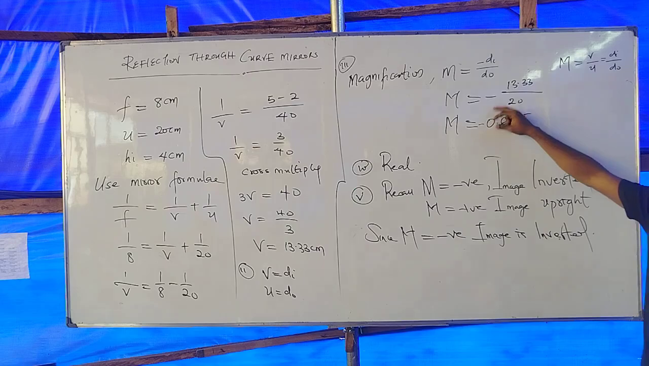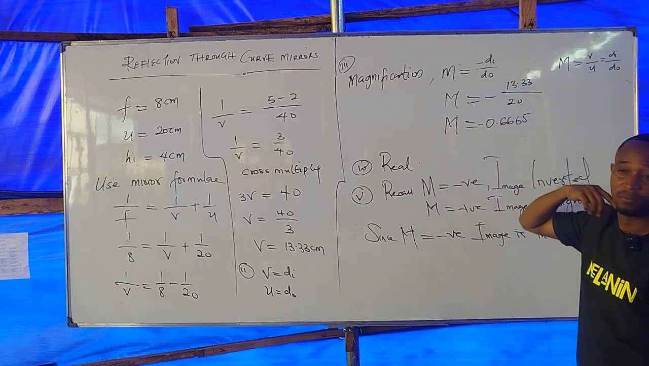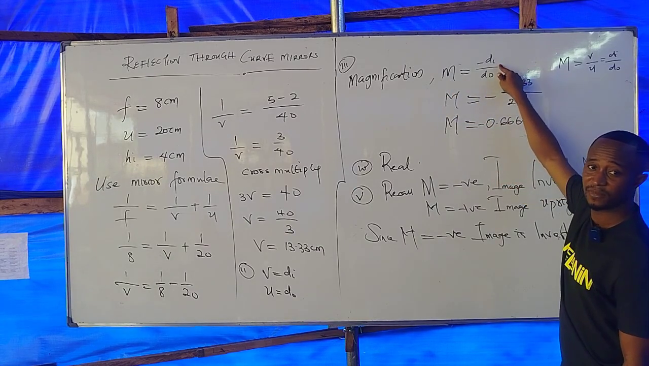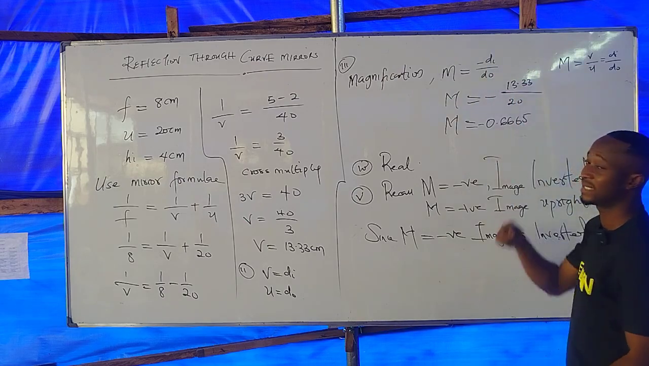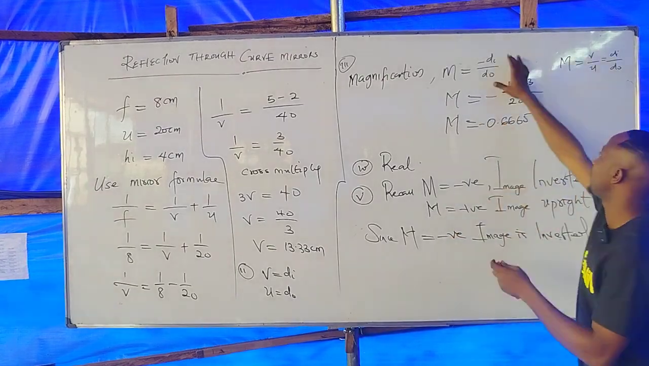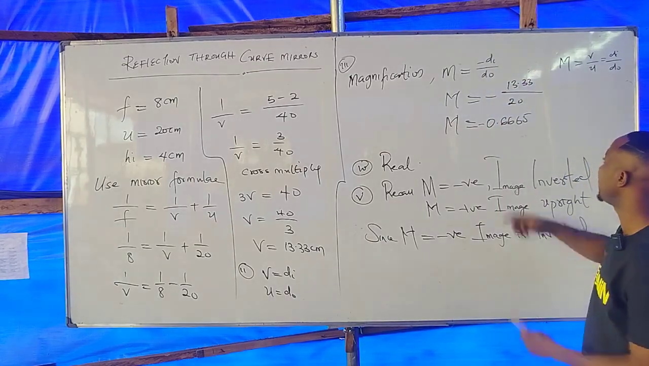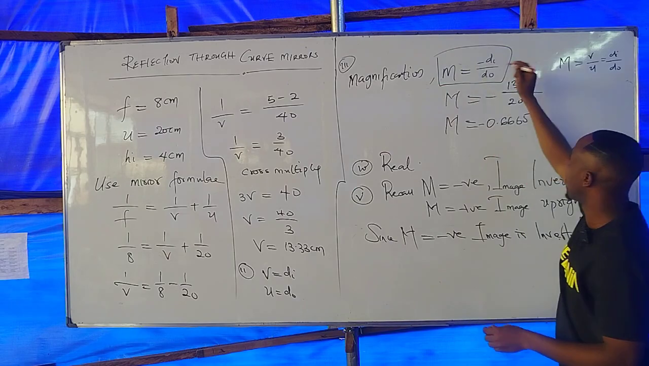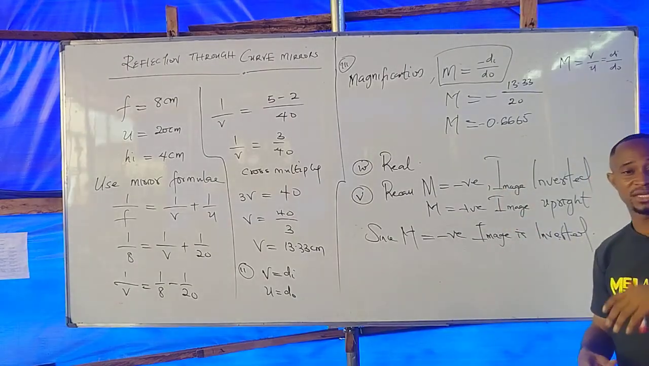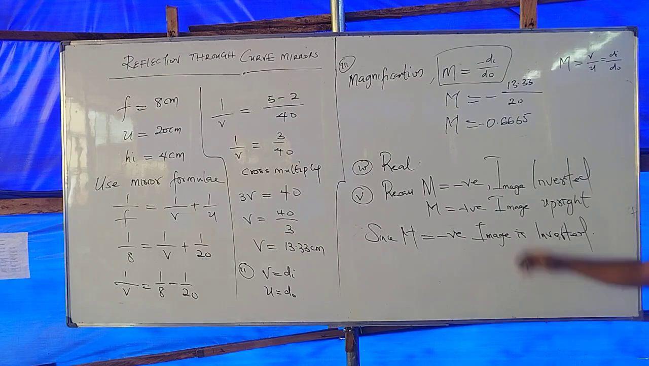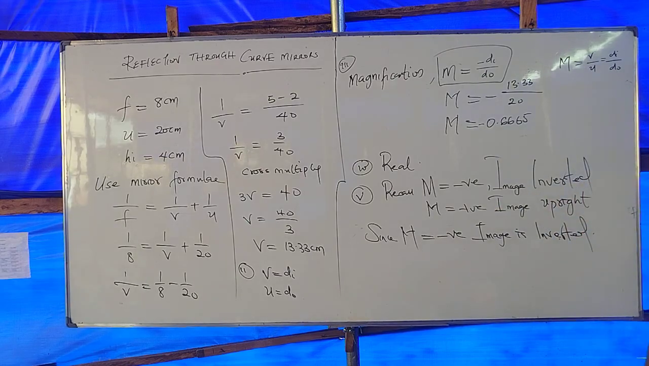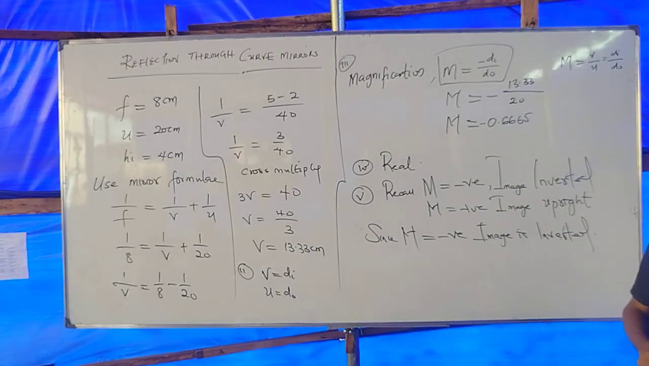It took me time to discover this formula: minus DI over DO. But if I'm given M and asked to find the distance, DI, I will use this formula, but because distance cannot be negative in a curved mirror, we don't have a negative side and positive side, so anything you have is always positive. But if I'm to find the magnification, I have to use minus DI over DO, and that will tell us the nature of the image, if it's inverted or upright. Now from here, our M is negative. That means the image is inverted.